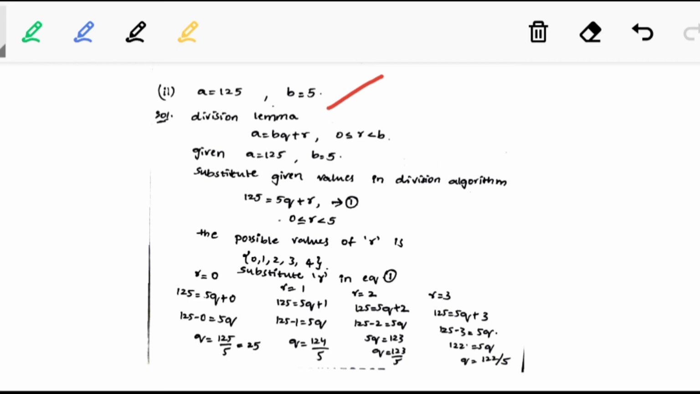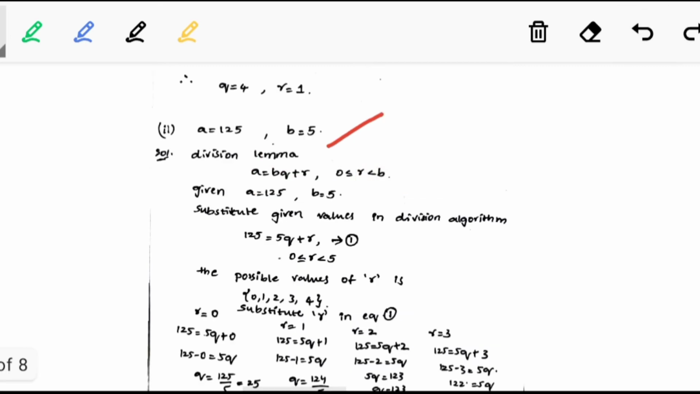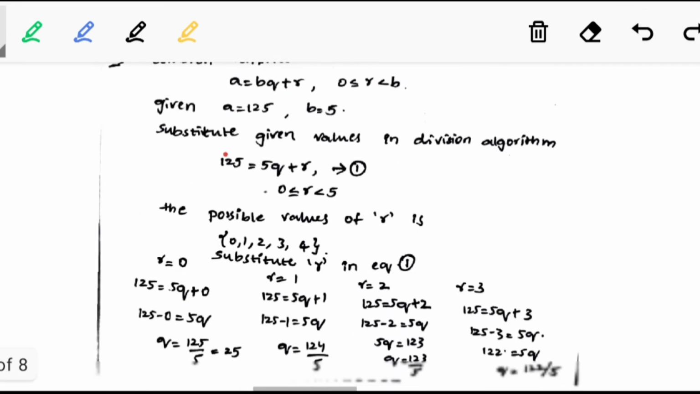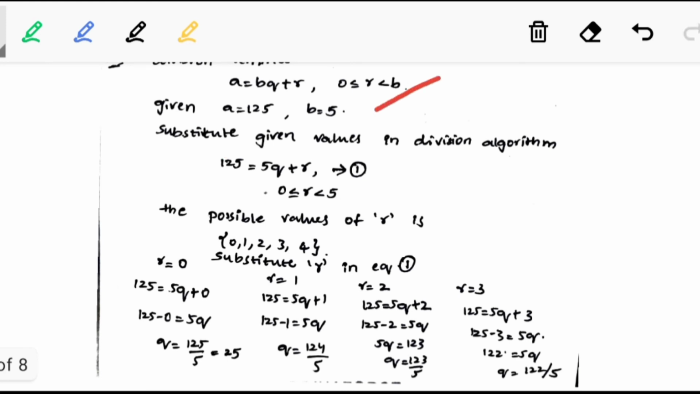So we need to find the values of q and r using the division lemma. Let me start. Now we know that the division lemma is this and the given values are this. First we write what we know, and then we substitute these given values in the division lemma. After replacing a and b in the division lemma, I got the equation 125 equal to 5q plus r, where 0 is less than or equal to r less than 5. We don't know the values of q and r, so we keep them as they are.